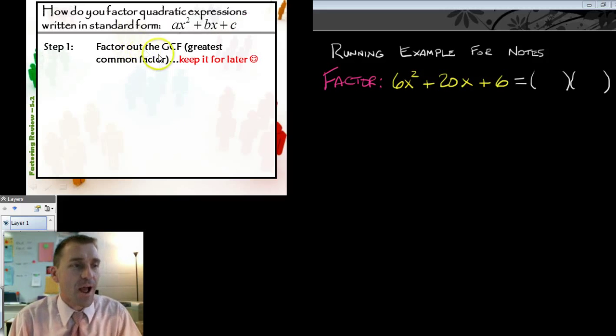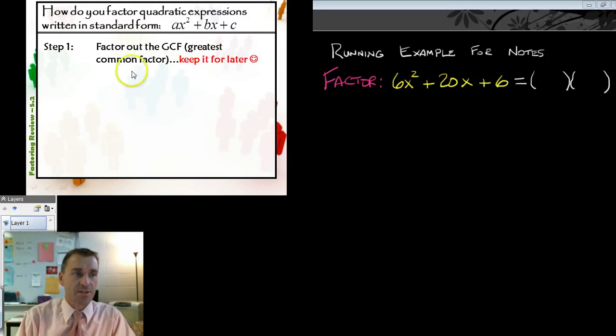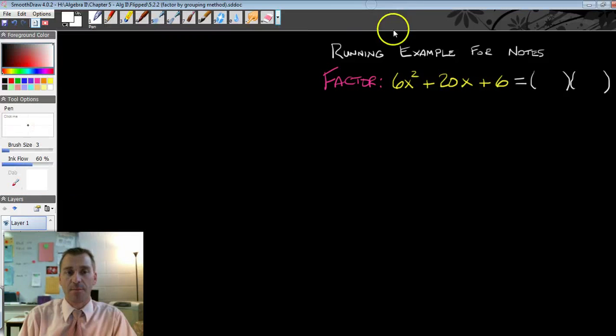We're going to factor out the GCF. That stands for greatest common factor. That's right, greatest common factor. We're going to keep it for later, and you'll see. So in this example, I have a 6, I have a 20, and I have a 6. What is the GCF of 6, 20, and 6? Well, the greatest common factor isn't 6. Yes, 6 goes into 6, but it doesn't go into 20.